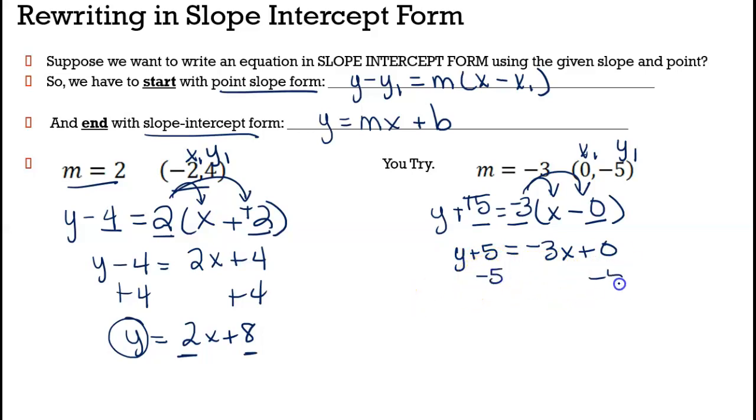We can subtract 5 from each side to get the y isolated. And so we get y equals negative 3x minus 5. Or plus negative 5. You can write that either way.